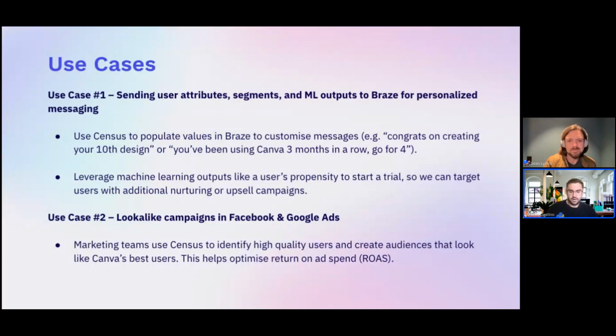We also use Census for sending data to our ad platforms, such as Facebook and Google Ads. We essentially use our warehouse to identify high quality users. It might be users that have been on Pro for a long time, or regular active users on Canva, so daily, weekly or monthly repeated power users. We identify who those users are, and then help our ad platforms optimize how they're targeting users and displaying our campaigns, to get the highest quality users for us. So that's another thing we use Census for, and it just makes the process super easy.